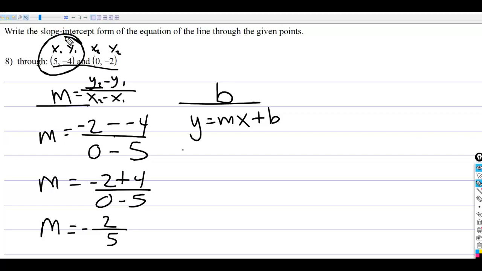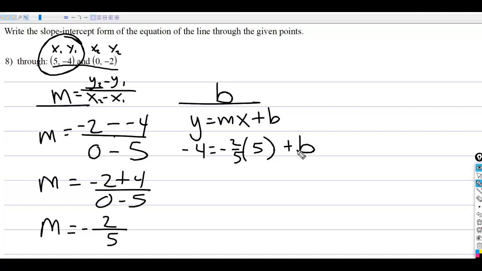Okay, so I'm going to plug in -4 for y. I'm going to plug in -2/5 for the m. I'm going to plug in 5 for the x. And we want to solve for b. All right, now another difference about this particular problem is the fact that we have a fraction involved and nobody likes fractions. So let's talk about how to deal with that.